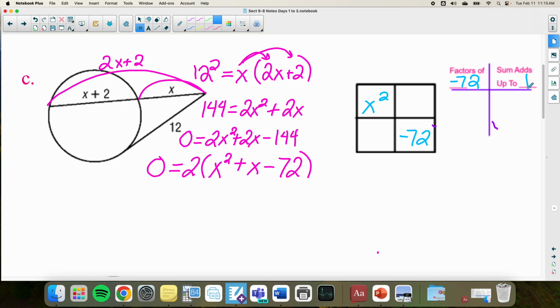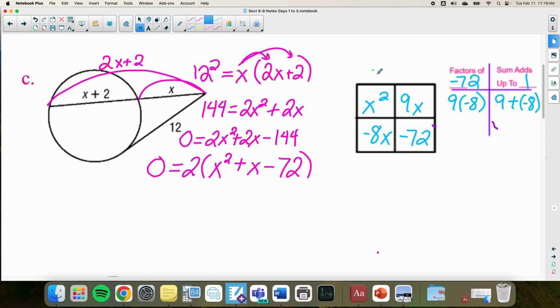Negative 9 and 8. Would it be negative? Sorry, 9 and negative 8. 9 and negative 8, very good. So 9 times a negative 8 is negative 72, and 9 plus a negative 8 is 1. So one of these is gonna be 9x, one's gonna be negative 8x. And then we have to figure out what goes here.